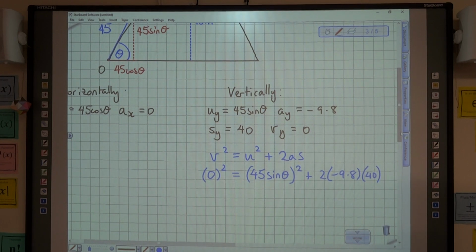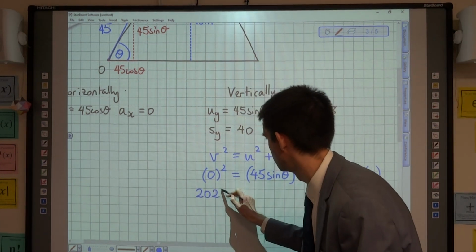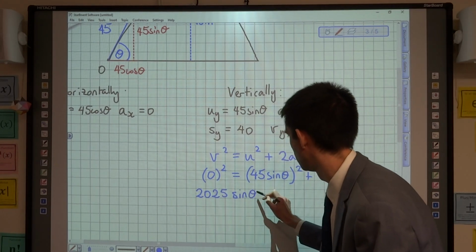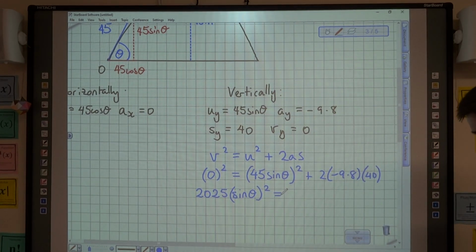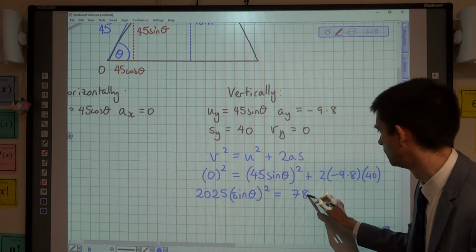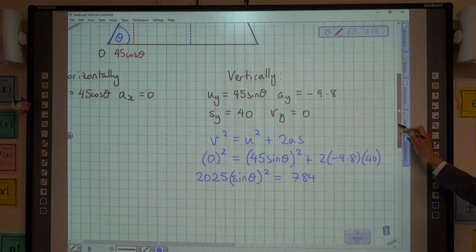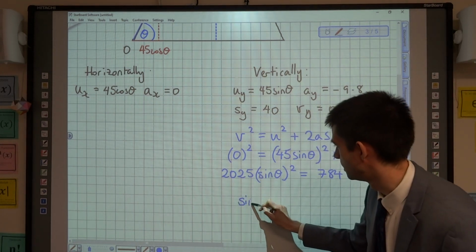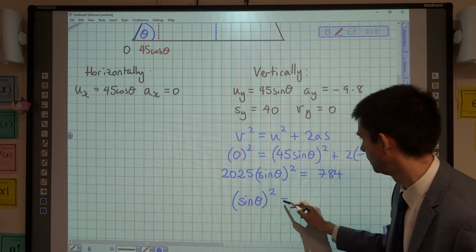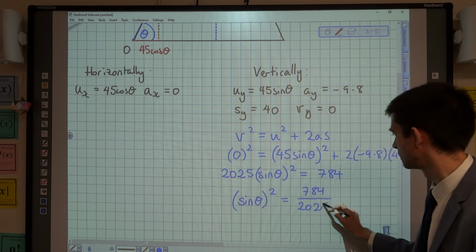So if I do 45 sine theta squared, I'm going to need to square the 45 as well as the sine theta. So I'm going to have 2025 sine squared theta, or sine theta squared, is going to equal 784, which is 2 times negative 9.8 times 40, and then add it over. So this is going to give me enough information to work out the angle, because what I can now say is that sine squared theta, or sine theta squared, is equal to 784 over 2025.